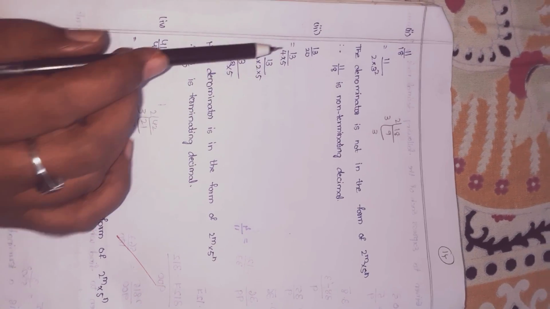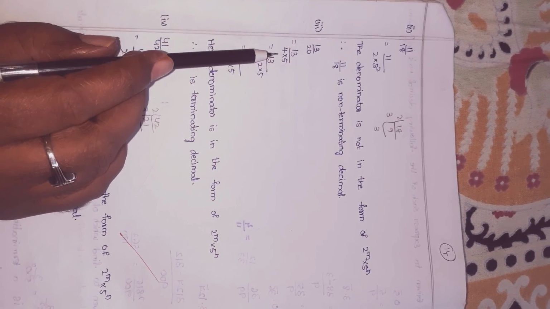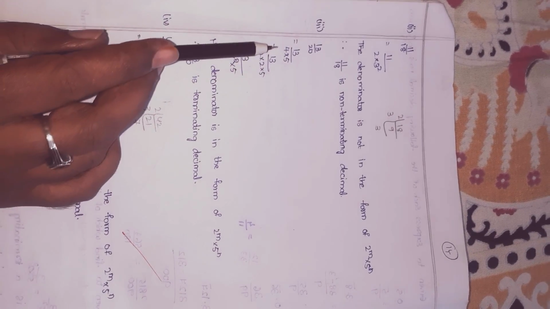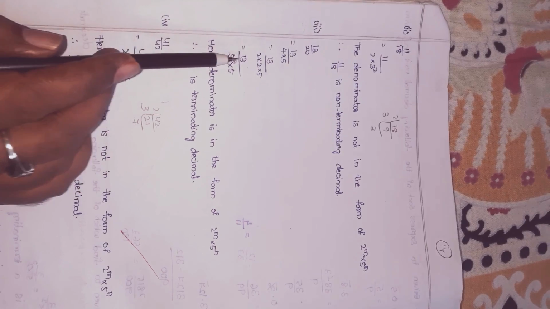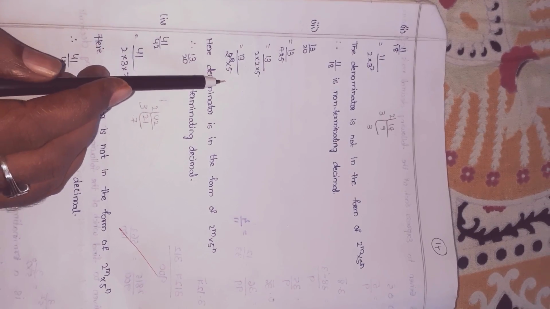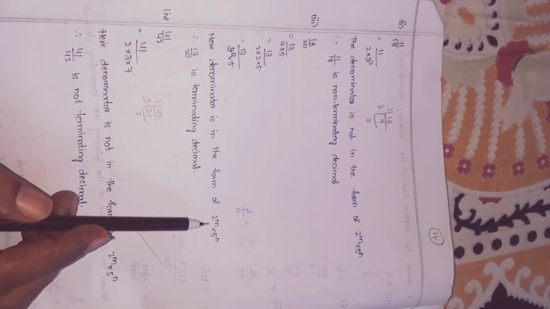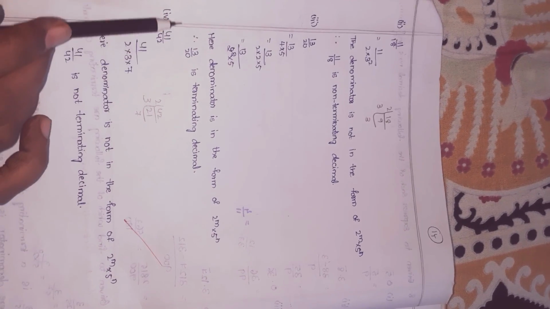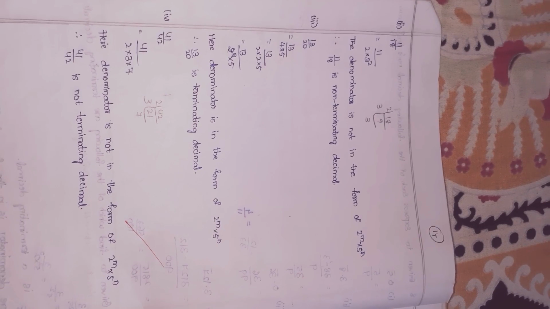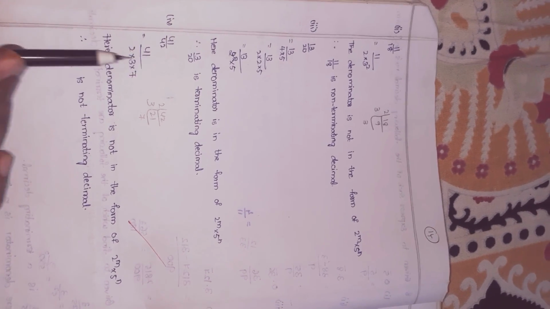Next is 13 by 20, children. 13 by 20. So here write the numerator as it is. 20 means 4 into 5 we can write. Again 4 we can write as 2 into 2. So 13 by 2 square into 5. So here the denominator is in the form of 2 power m into 5 power n, children. Directly we can write 13 by 20 is a terminating decimal. Is it clear, children? Next 41 by 42, children.